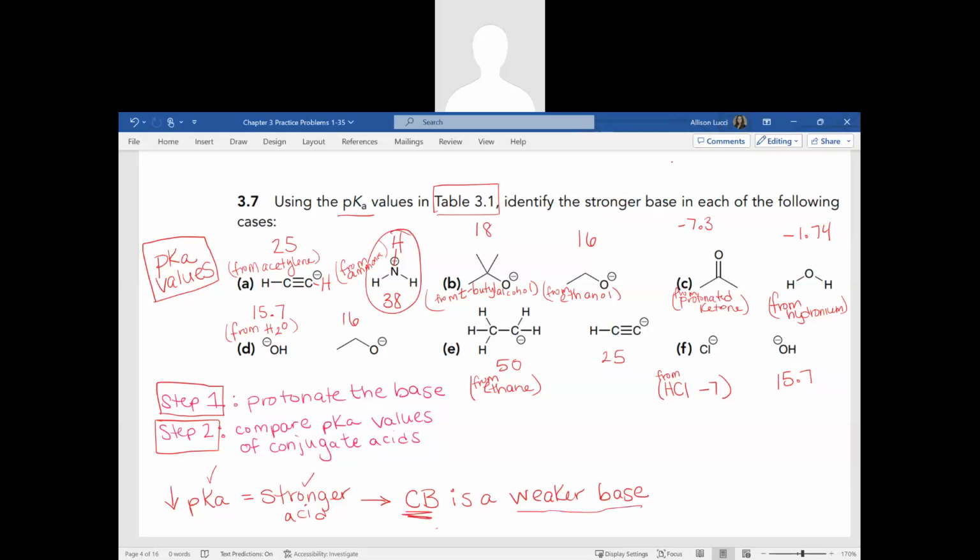So we'll follow those steps again. We'll protonate our base. Here we have tert-butyl alcohol, and here we will have ethanol. We go to the table, and we see that ethanol has a lower pKa than tert-butyl alcohol. Therefore, it will be a stronger acid, and its conjugate base would be the weaker base. So this will be our stronger base, the tert-butoxide ion.